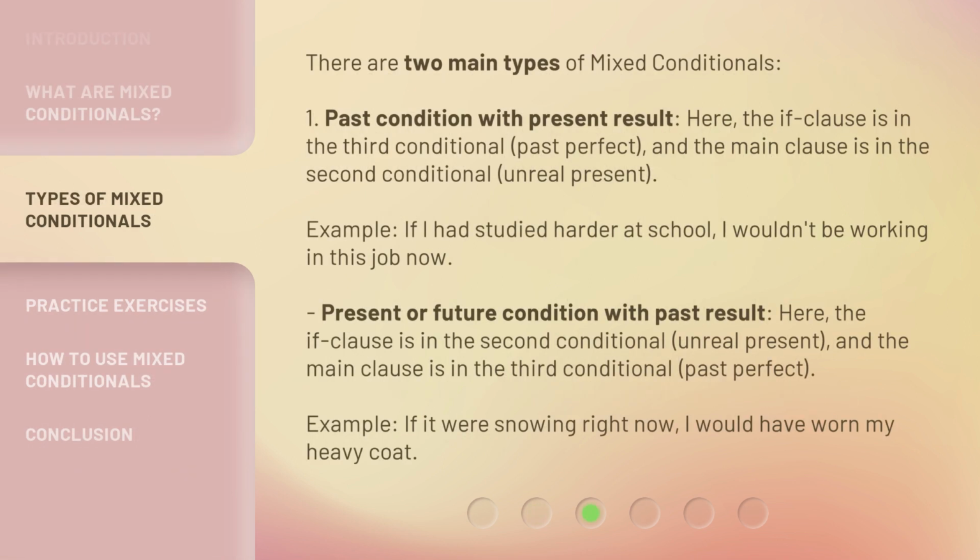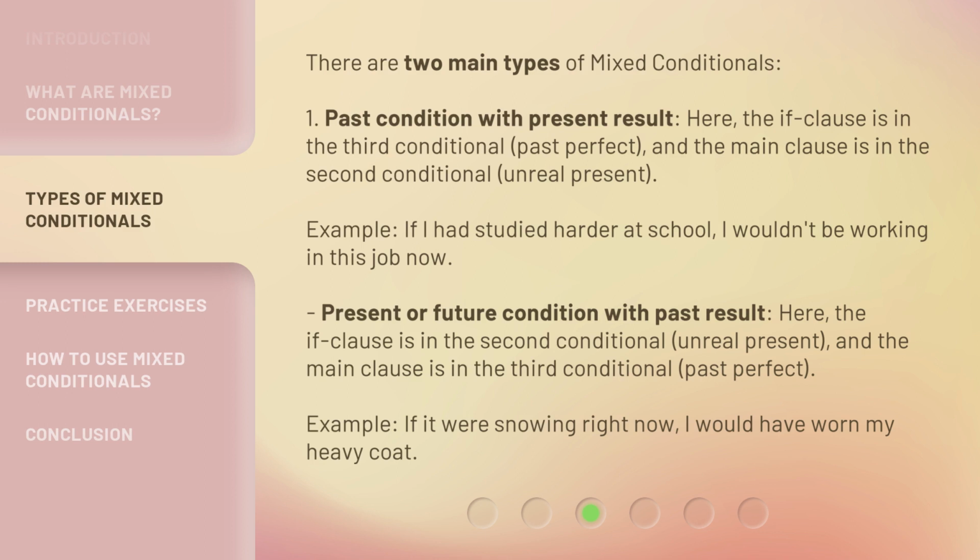There are two main types of mixed conditionals. 1. Past condition with present result. Here, the if clause is in the third conditional, past perfect, and the main clause is in the second conditional, unreal present. Example: if I had studied harder at school, I wouldn't be working in this job now.